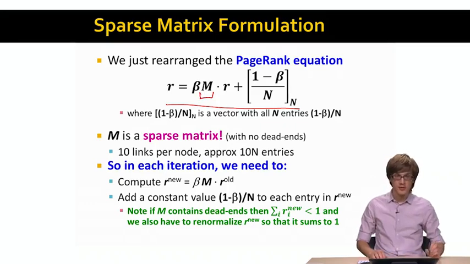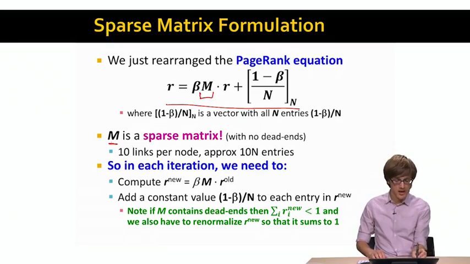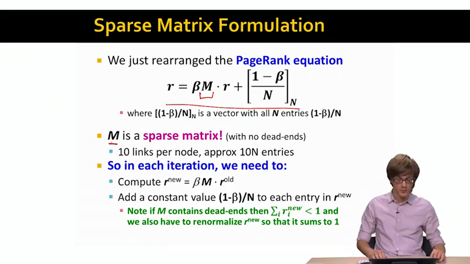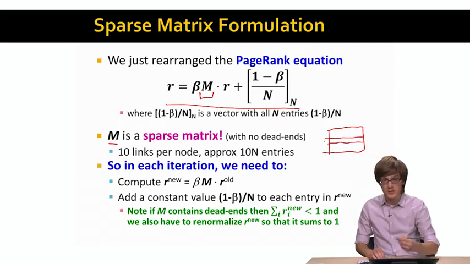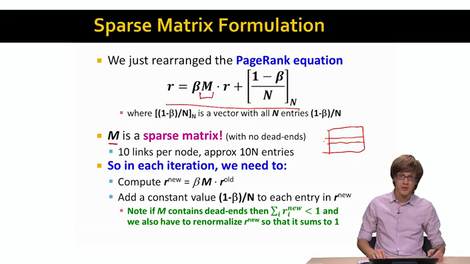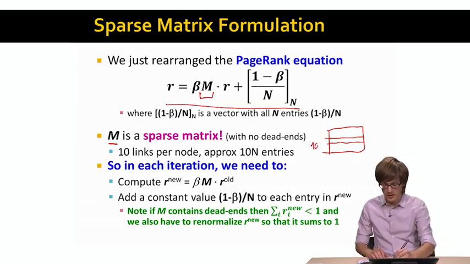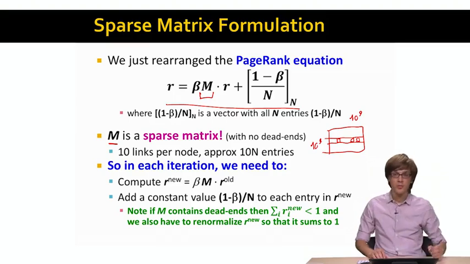So now what is important is that matrix M is sparse. What do I mean by that? If you think of the matrix M, even though it is, let's say, 1 billion times 1 billion, like 10 to the 9 times 10 to the 9, the number of non-zero entries in every row on average will be around 10.